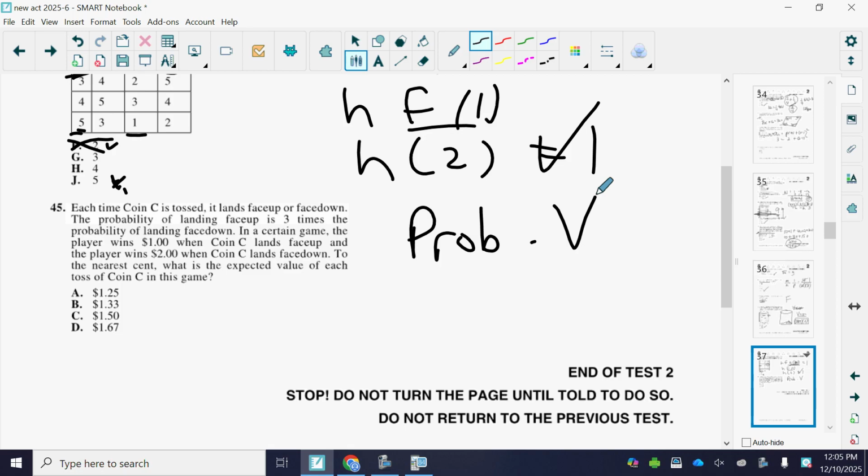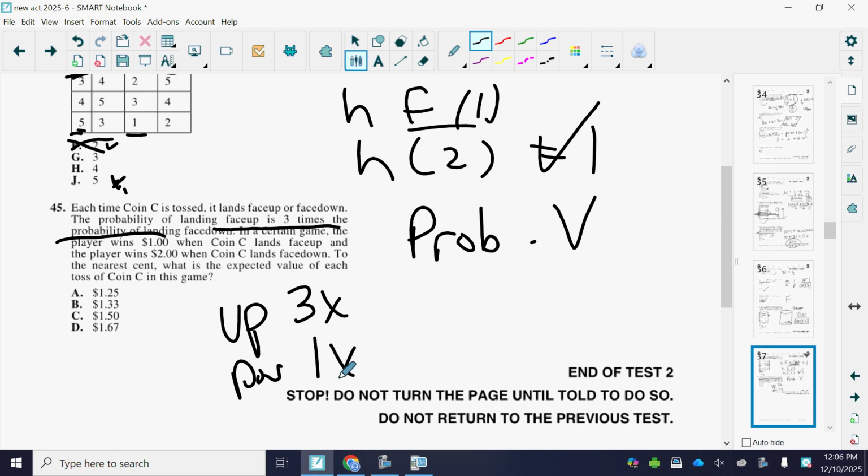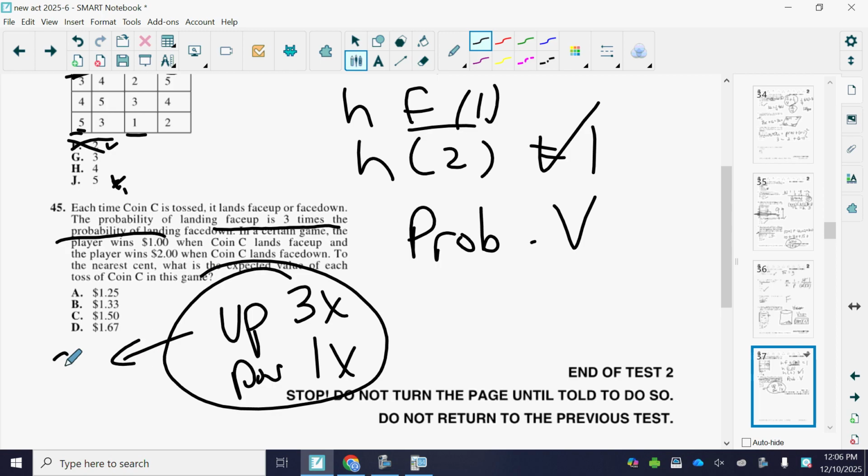The probability of landing face up is 3 times the probability of landing face down. So up is 3x. Down is just 1x. The player wins. Oh, by the way, it's 3 times as likely to be heads as tails. That's 4 probabilities. So 3 out of 4, it lands up. You need to translate that into probability. And 1 out of 4, it will land face down.